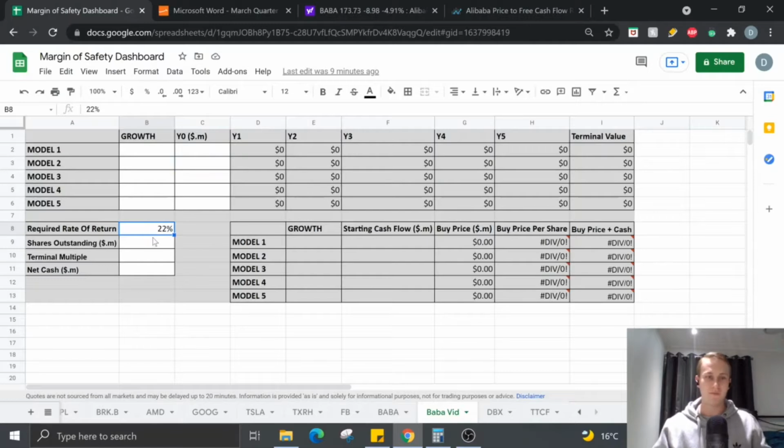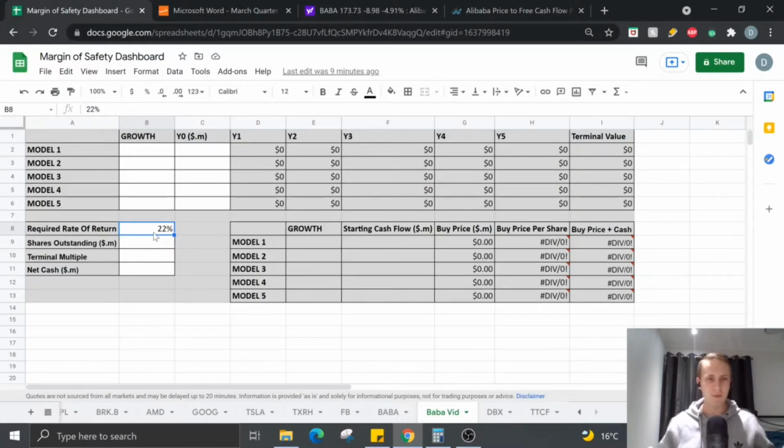Then down here, I've already entered the required growth rate of 22%. What this assumes is that we want to achieve at least a 15% growth rate per year, because if we don't achieve 15% per year, we might as well just invest our money into an index fund. So why have I put 22% instead of 15%? Well, I want to incorporate a margin of safety into the model.